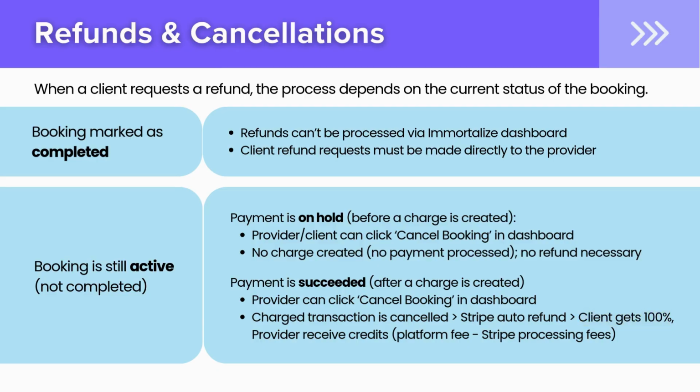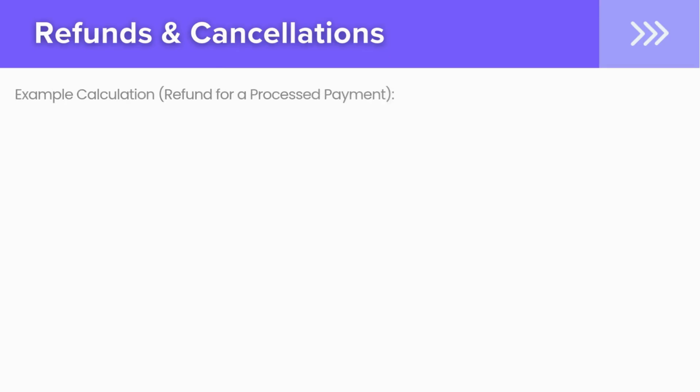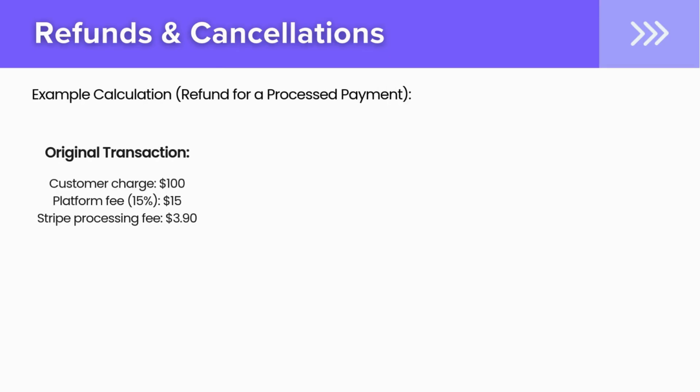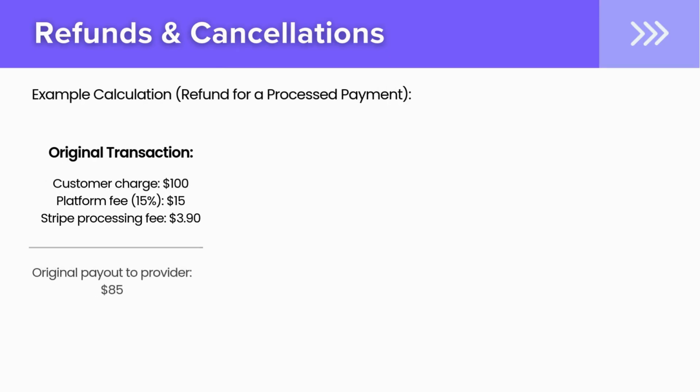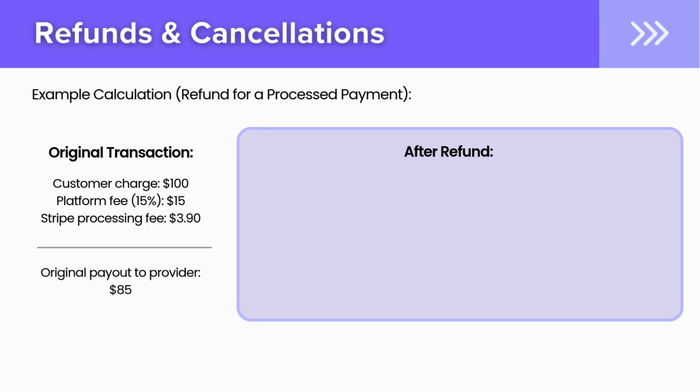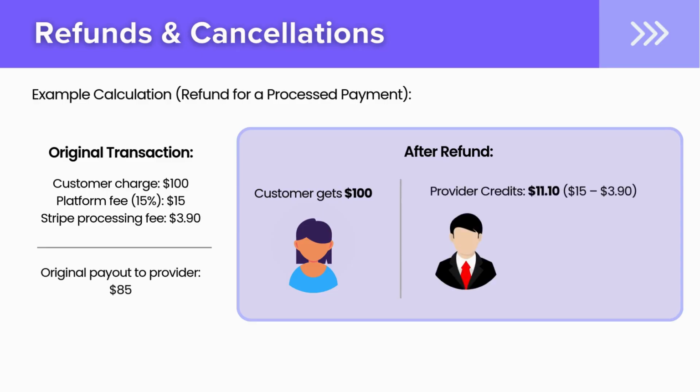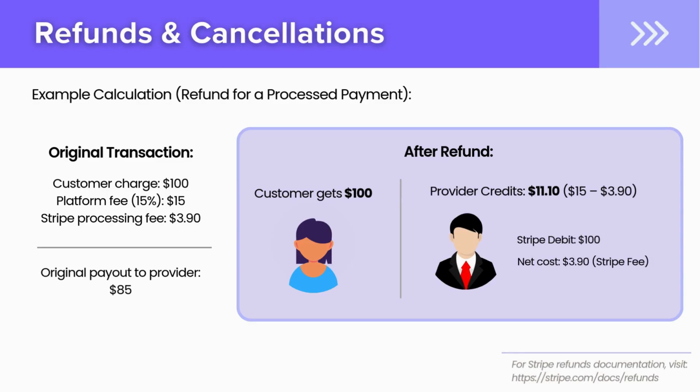While Stripe doesn't refund their processing fees, Immortalize will issue you Immortalize credits equal to the platform fee minus those Stripe fees. Let's break down a $100 refund. In the original sale, your payout was $85 after fees. When a refund is issued, $100 is debited from your account to pay the customer in full. Because Stripe doesn't return processing fees, Immortalize credits you $11.10, which is the platform fee minus Stripe processing fee.